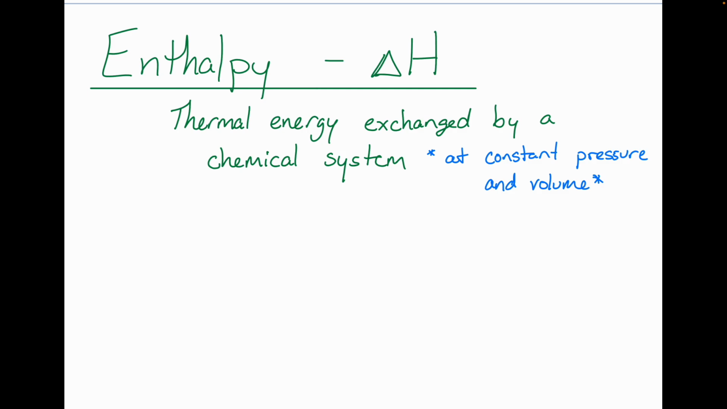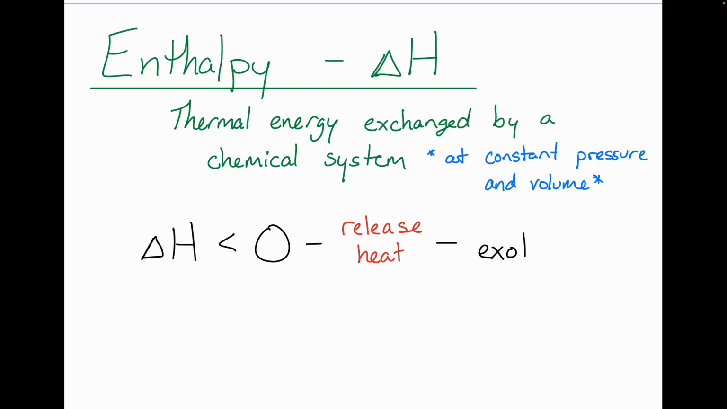We're going to have some fancy terminology for the sign of delta H. When delta H is less than 0, i.e. negative, what did we say when Q was negative? Was that a system that released or absorbed heat? Released, and so same thing here. When delta H is negative, this is a chemical system that is releasing thermal energy. It releases heat. And we have a fancy term for chemical systems that release heat. We call those exothermic.